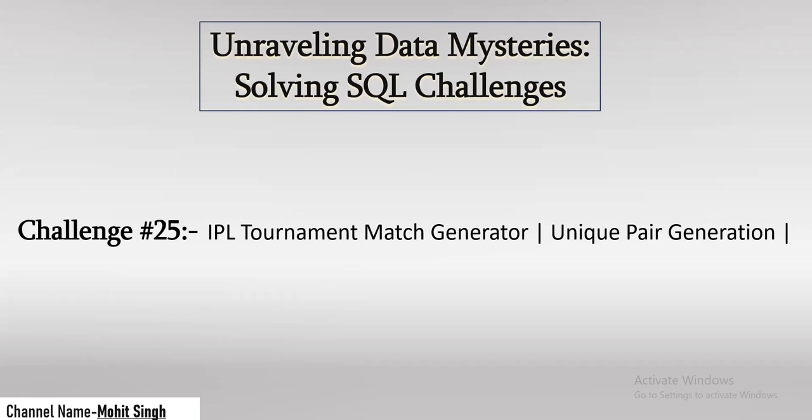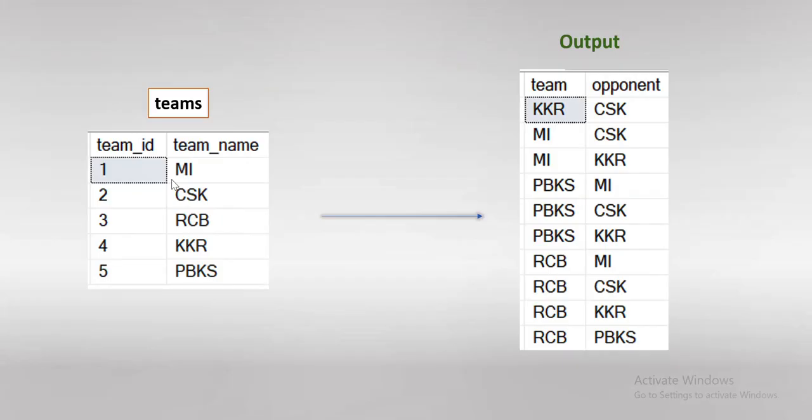This is challenge number 25 of the Solving SQL Challenges playlist, and in this video we are going to discuss a very interesting Tiger Analytics interview question. So without wasting any further time, let us quickly jump on understanding the problem statement and implementing the same using a SQL query. As per the problem statement, we are given this data in which we can see there are a total of 5 teams, and using this data we have to generate an output something like this.